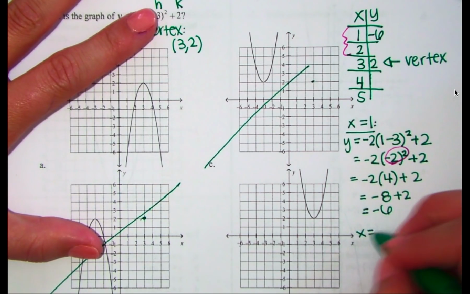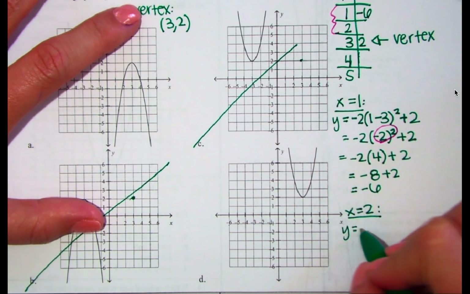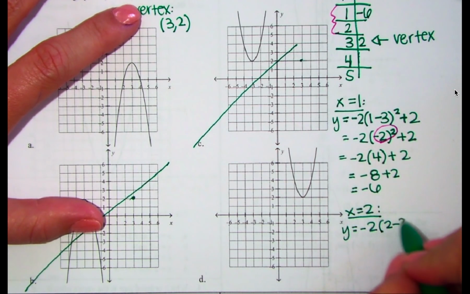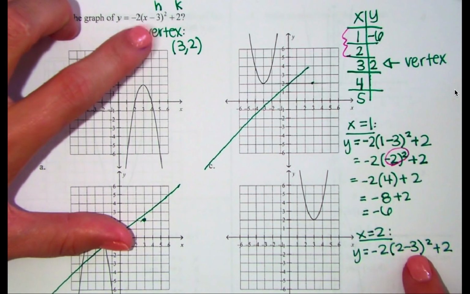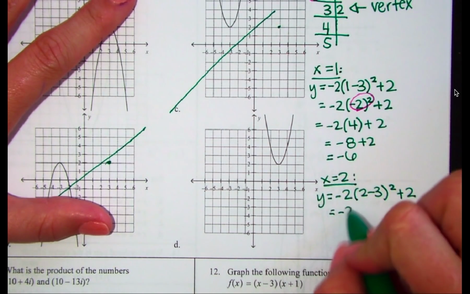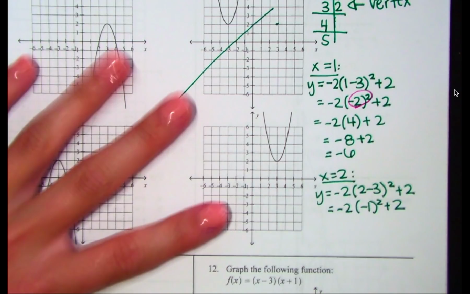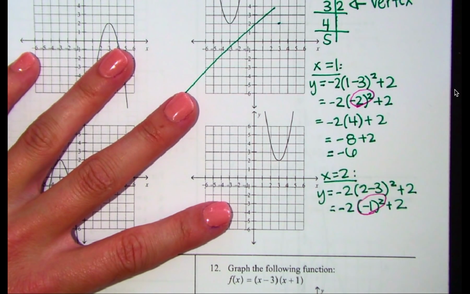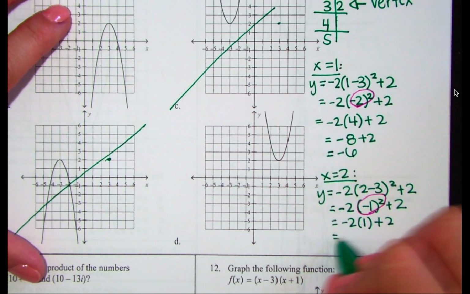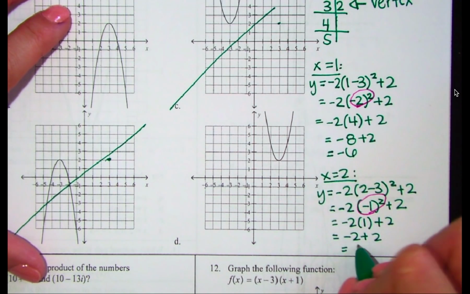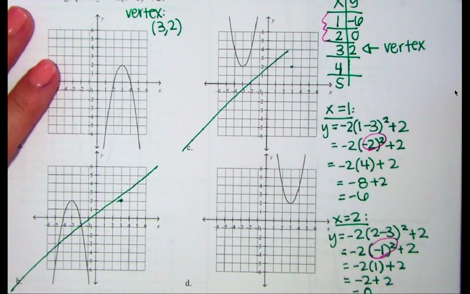And then when you plug in 2, it's going to be y equals negative 2 times 2 minus 3 squared plus 2, again plugging in 2 to my original equation up here. So parentheses, I get negative 1, copy down the rest. Exponent, negative 1 squared is 1. And then multiply, and then add, we get 0. So to complete our table, we put a 0 here.